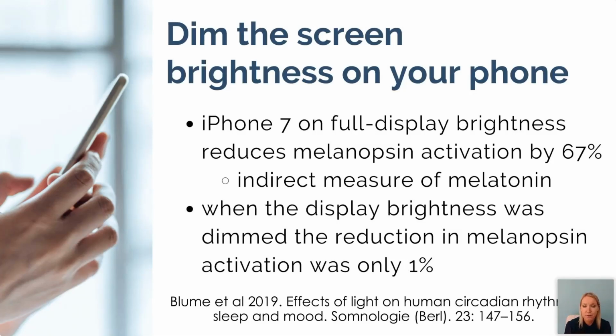So it was done on an iPhone 7, and when it was on full display brightness, it reduced a measure of melatonin called melanopsin by 67%. Okay, so full brightness reduced melatonin by 67%. But when they turned the brightness of the display down, the reduction in that marker of melatonin, the melanopsin, was only 1%. So just this change in your habits alone could improve your melatonin and improve your sleep, just turning down that brightness on your phone.